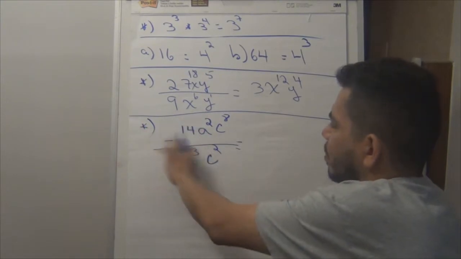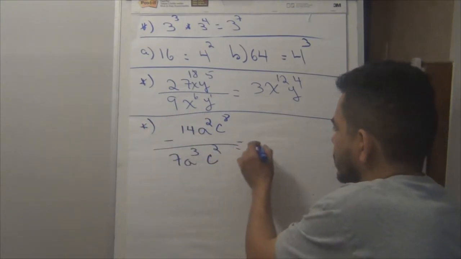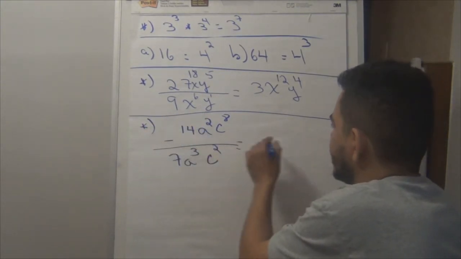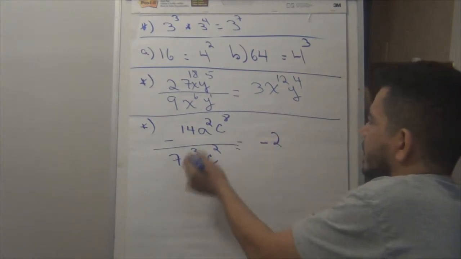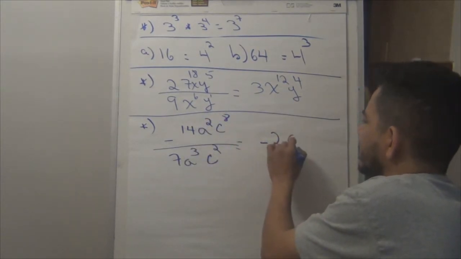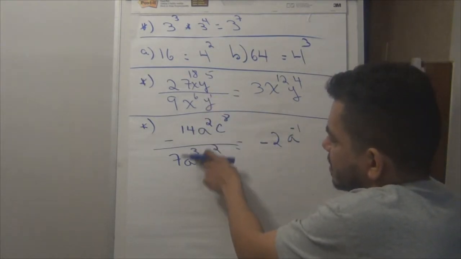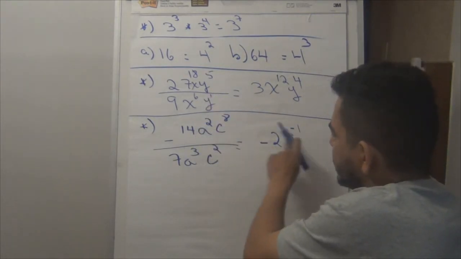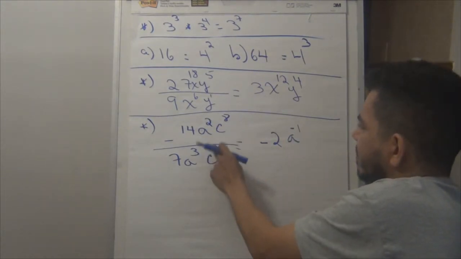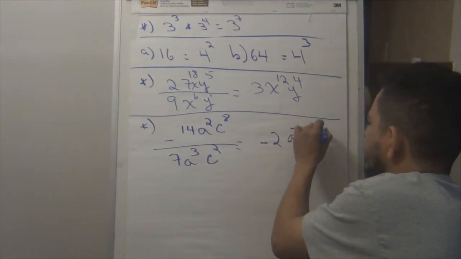Alright, so the whole thing is going to be negative anyways. Okay, 14 divided by 7 is 2. A to the 2nd divided by a to the 3rd is a to the negative 1. Remember, the quotient rule says that you gotta subtract. So 2 minus 3 is negative 1. C to the 8 divided by c to the 2nd is c to the 6.